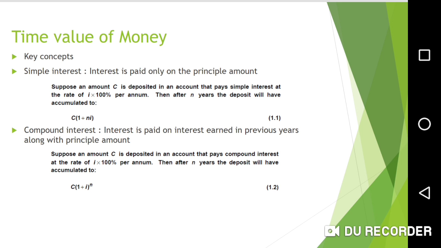So, for example, as given in the slides, it's a simple formula. An amount of C deposited in an account that pays simple interest at a rate of I% per annum for n years will have an accumulated value of the interest earned, C into n into I in percentage terms, plus the initial principal value of C. In the case of compound interest, interest is earned on interest. We can see the exact differences in the example given in the next slide.